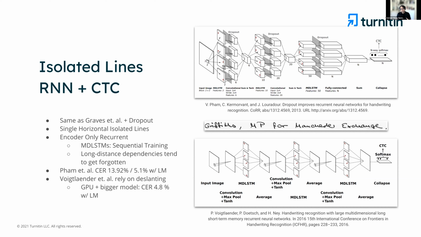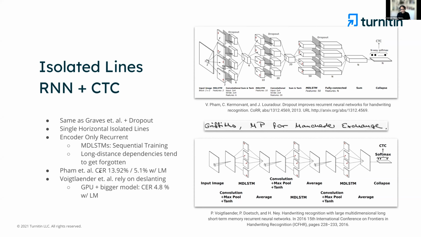All of them will require you to segment out a word or a line or a paragraph. And the other issue with this architecture is MD-LSTMs. They are sequential, and in this case you employ 4 of them for 4 directions, so the training is quite slow. Long distance dependencies also tend to get forgotten, which is another issue with LSTMs and recurrent networks in general.